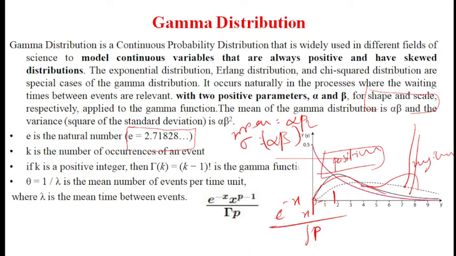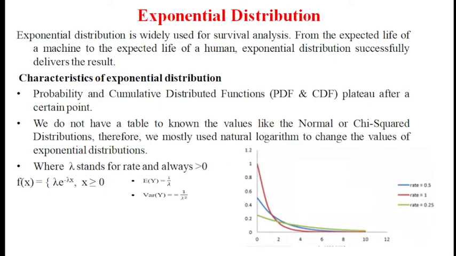In this gamma distribution we are taking only two positive parameters, those are alpha and beta. The next one is exponential distribution.